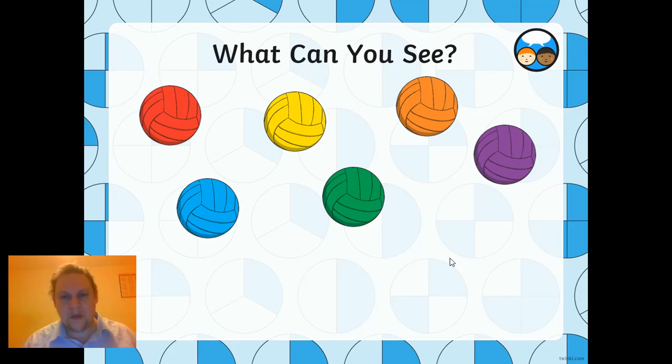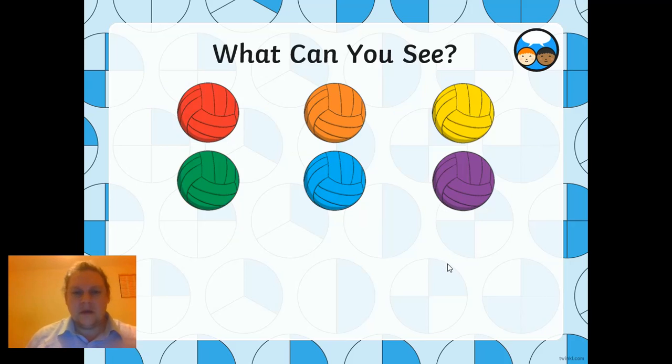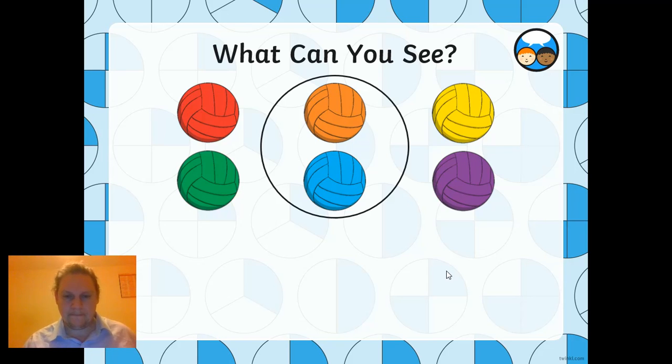Right, now this time we've got 6 balls. Now let's see. We are going to move them into groups. How many groups have we created? We've created 3 groups. Are we dealing with halves this time then?